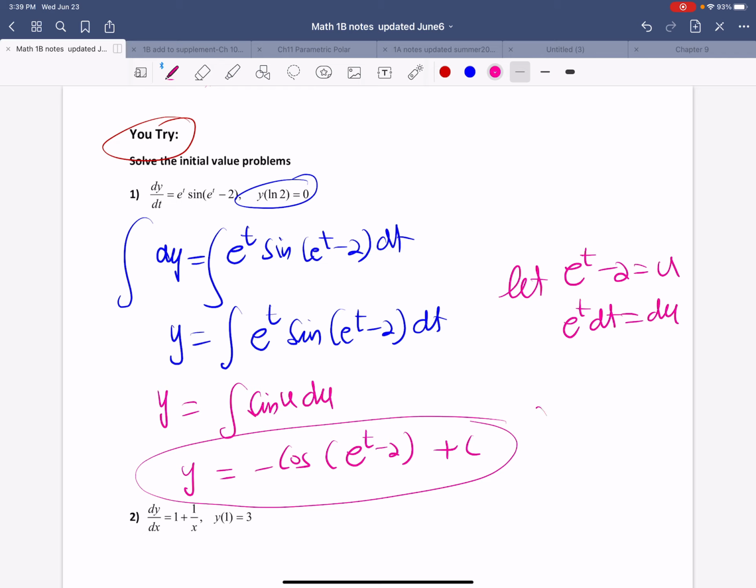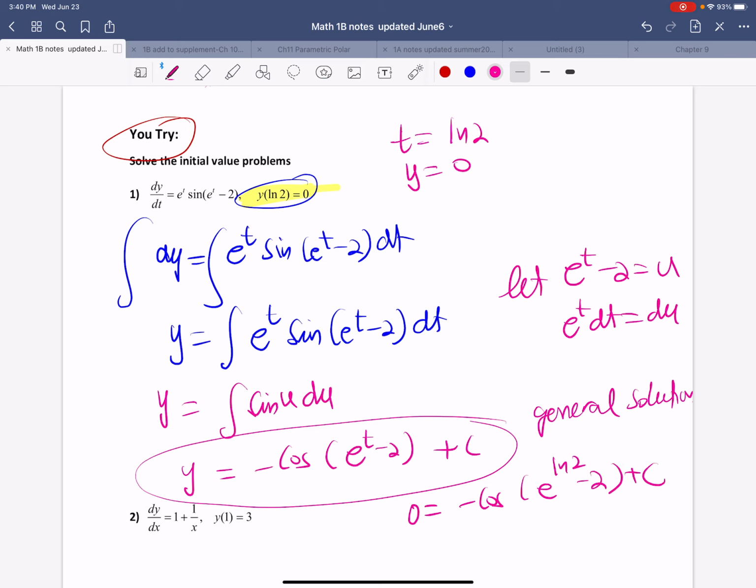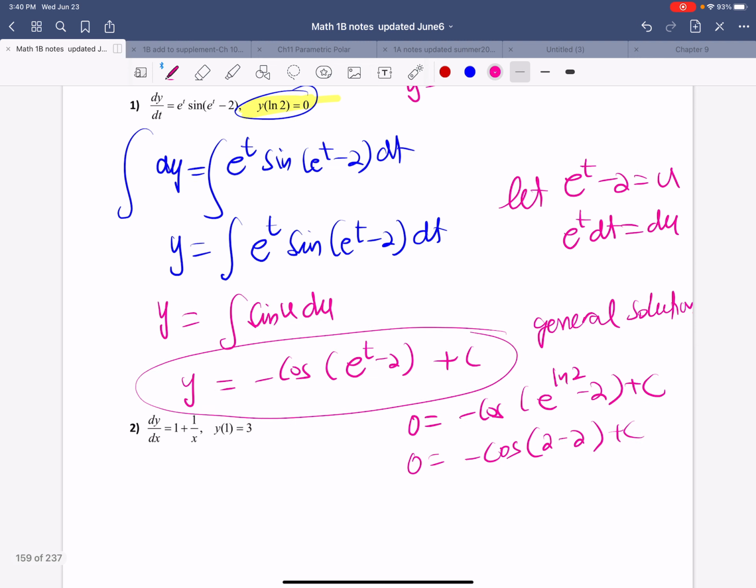And this is my general solution, but we were looking for a particular solution. So to find the particular solution, I would just have to go ahead and plug in t as natural log of 2 and y as 0, because that's the initial condition given to me. So t is natural log of 2 and y is 0. Negative cosine of e to the natural log of 2 minus 2, plus c. E to the power natural log of 2 is going to equal 2, so negative cosine of 2 minus 2 plus c turns out to be 0.